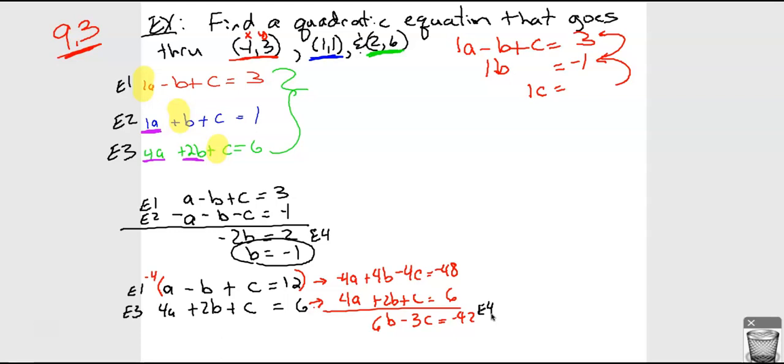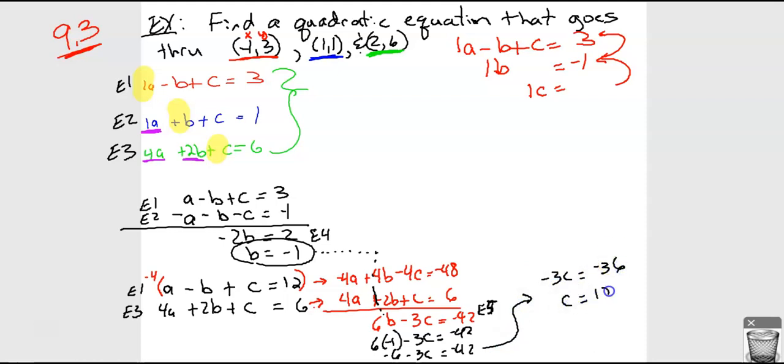Now, I also know that b equals negative 1. Remember my equation, I already have equation 4, so that's equation 5. So equation 5 says b equals negative 1. So if I plug in b equals negative 1, right there, 6 times negative 1 minus 3c equals negative 42. So this is going to give me negative 6 minus 3c equals negative 42, or negative 3c equals negative 36, which means c equals 12.